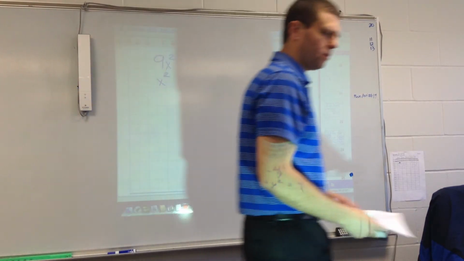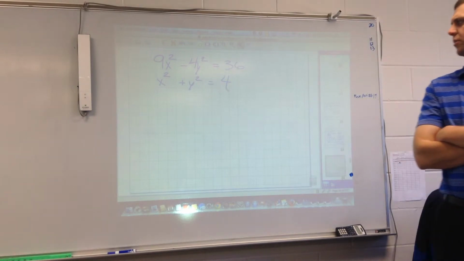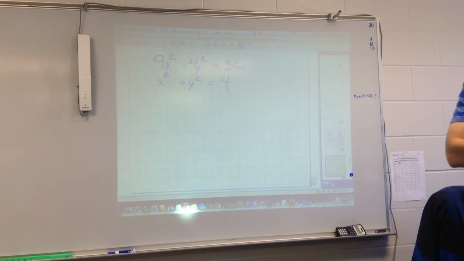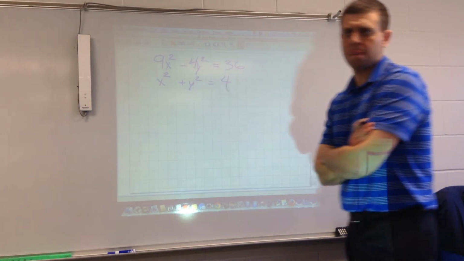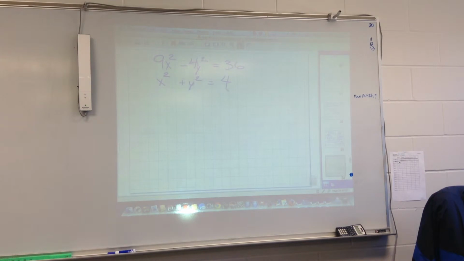Alright, so do another one here. 9x squared minus 4y squared equals 36, and x squared plus y squared equals 4. Two circles. Circle and hyperbola. So would you get x squared by itself?